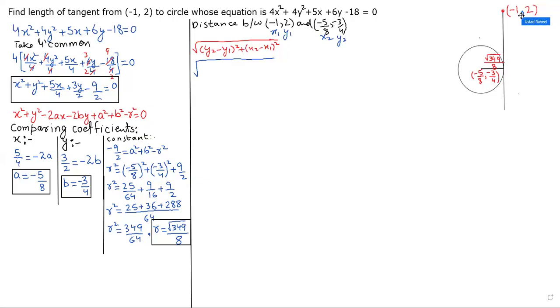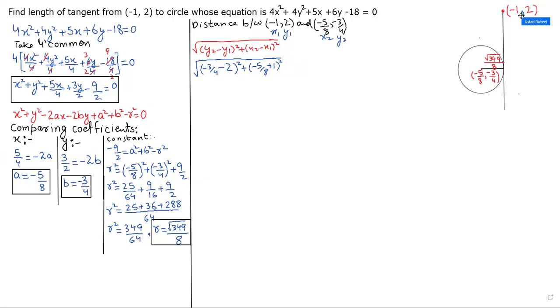Y2, which is minus 3 over 4, minus y1 is 2, whole square plus x2. So x2 is minus 5 over 8, minus, and minus 1 is there, so minus minus will become plus. So this thing is still going to be there.